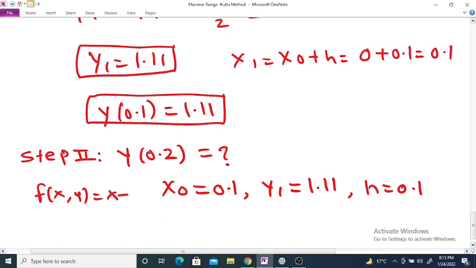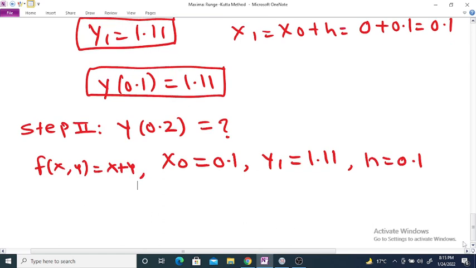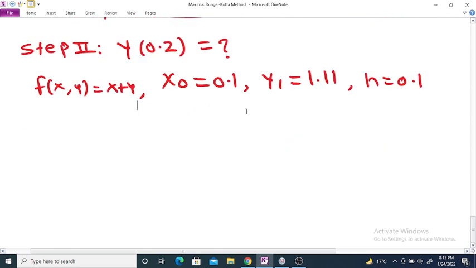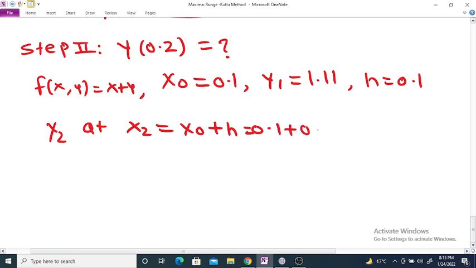f of xy is equal to x plus y. So now for the next iteration we get the value of y2 at x2. What is x2? x2 is x0 plus h, that is 0.1 plus 0.1, which is 0.2. So we want to determine y2 at x2, and the value of y at 0.2 is what we find.